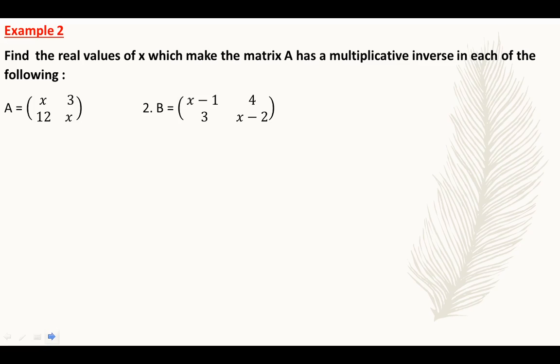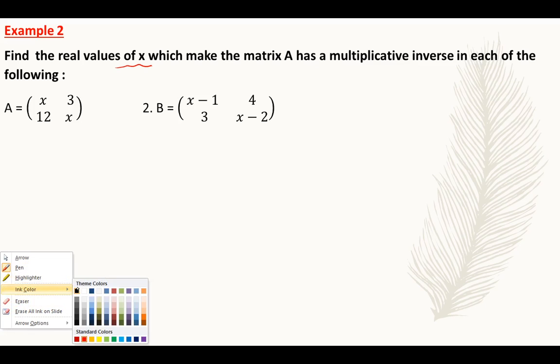Example 2. Find the real values of x which make the matrix A have a multiplicative inverse in each of the following. Here in this example we want to find the values of x which make the matrix A have a multiplicative inverse. The matrix A has a multiplicative inverse on one condition: the value of the determinant of A must not equal 0. So, first solution.